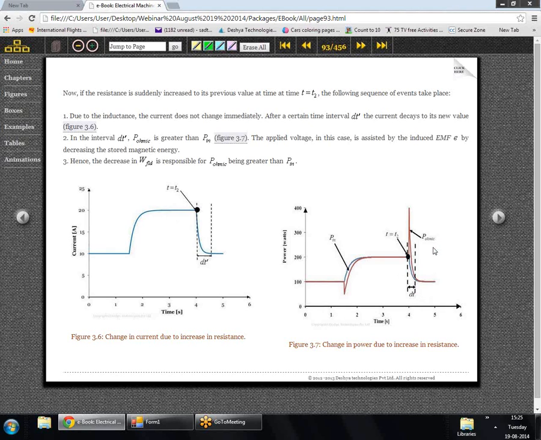So when we have increased the resistance, the current falls, and as the current falls, the stored energy in the ferromagnetic material, the field energy in the ferromagnetic material, should decrease. So that decrease in the field energy manifests itself in the form of heat across the resistance. And this is the reason why the input electrical power is less than the ohmic loss. So the excess of ohmic loss is actually compensated by the decrease in the field energy.